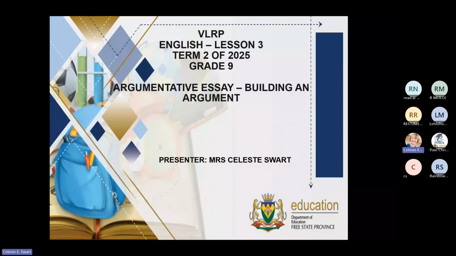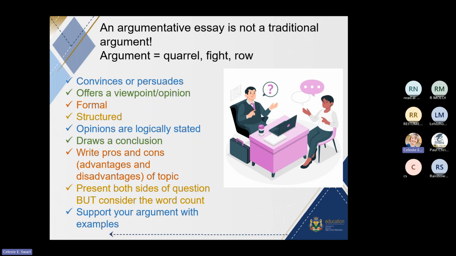Now, what do we have to look at? We are looking at an argumentative essay. Now, that tells you that you're going to argue a point, so to speak. But this is quite interesting because we're not speaking about a traditional argument, because what is an argument usually? It's a quarrel, it's a fight. It's even a row where people get quite heated up and fight with one another. That's not what an argumentative essay is.